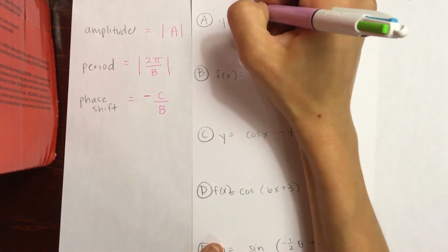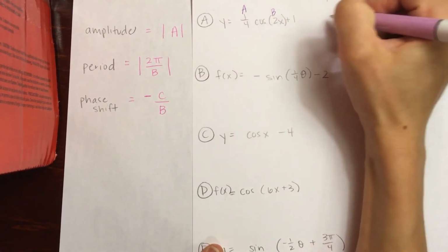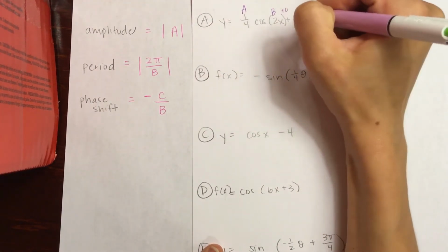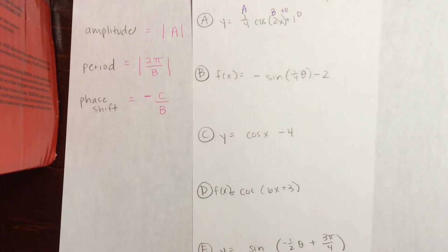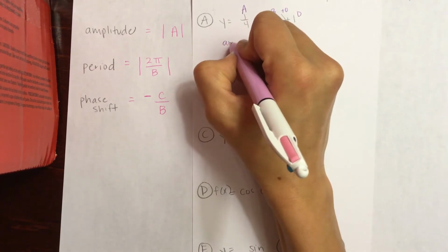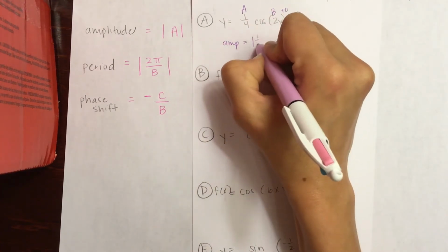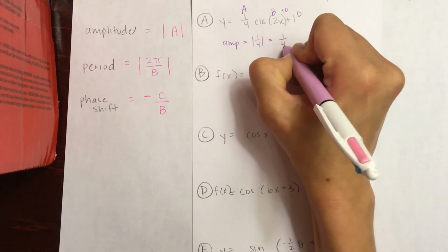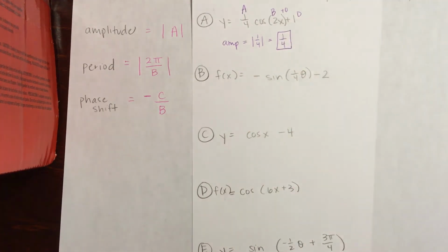All right, I'm going to pick out what my A, B, and D values are. I don't have a C value, so that's plus 0. Amplitude is the absolute value of A. So my amplitude here is the absolute value of 1/4, which means my amplitude is just 1/4. So instead of being 1, now it's a lot shorter. It's only 1/4.